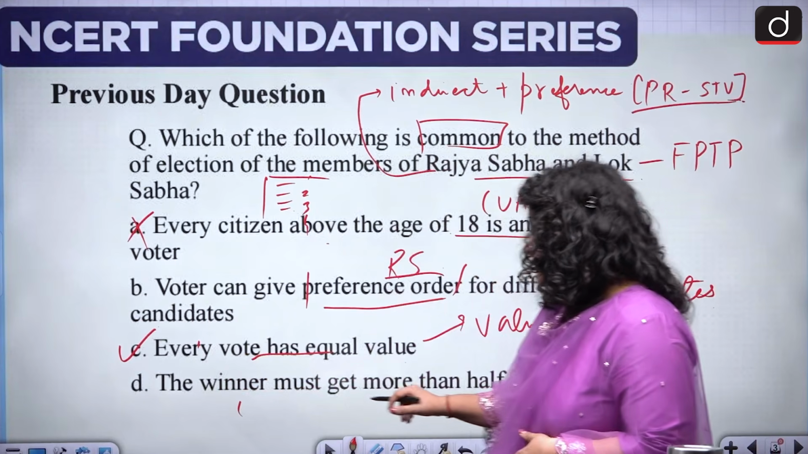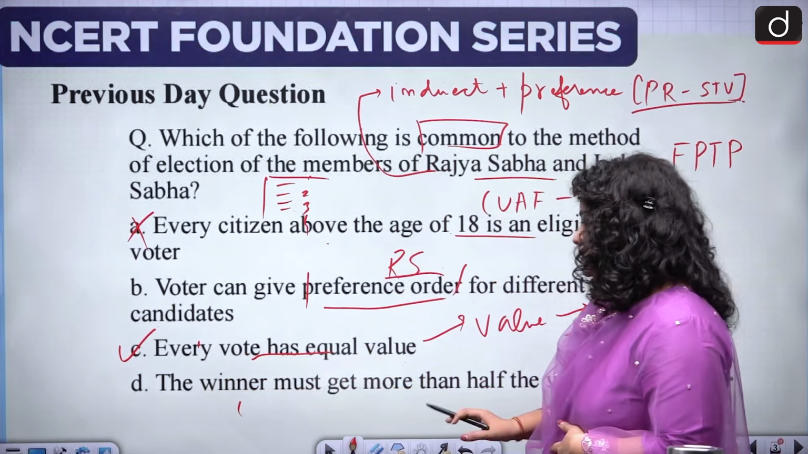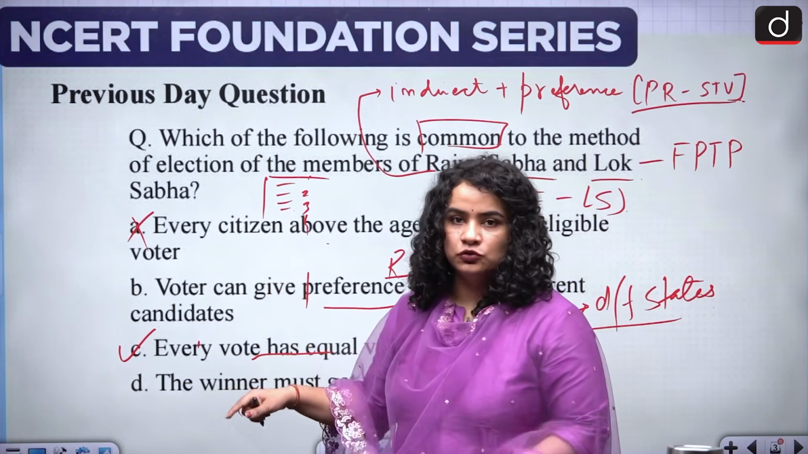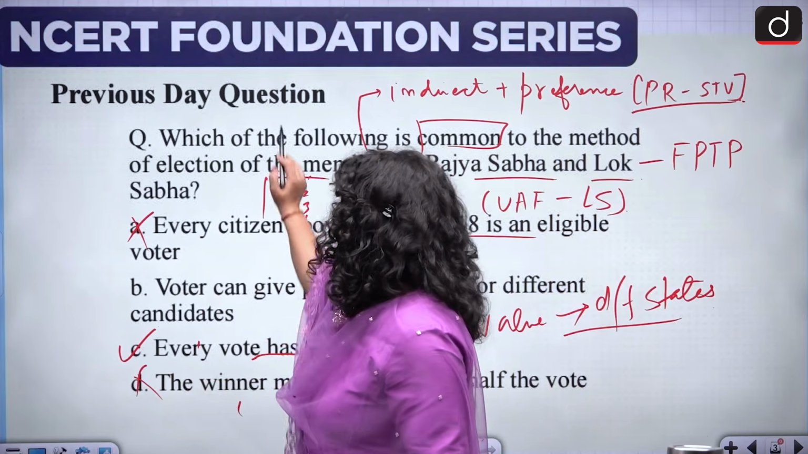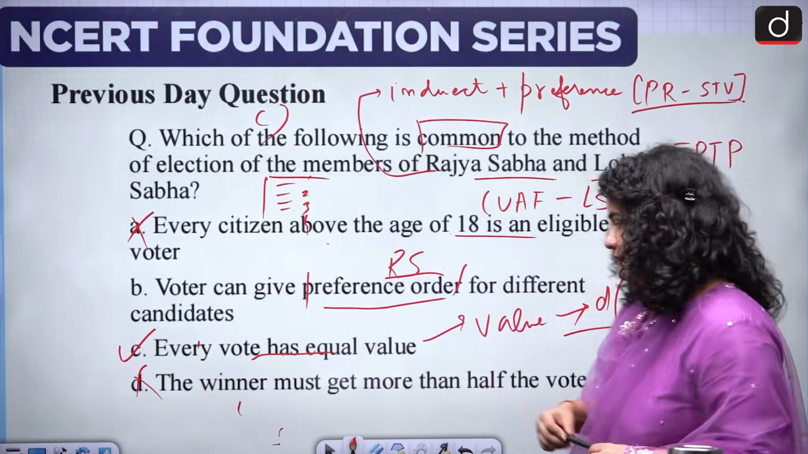Let's look at option D. The winner must get more than half the vote. This is not a condition for either of the two elections. Hence, option C is the correct answer.